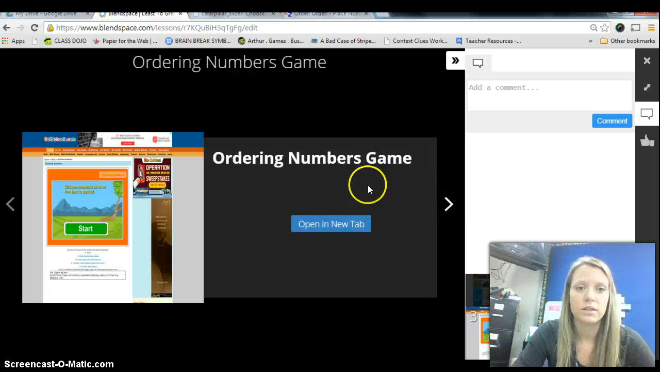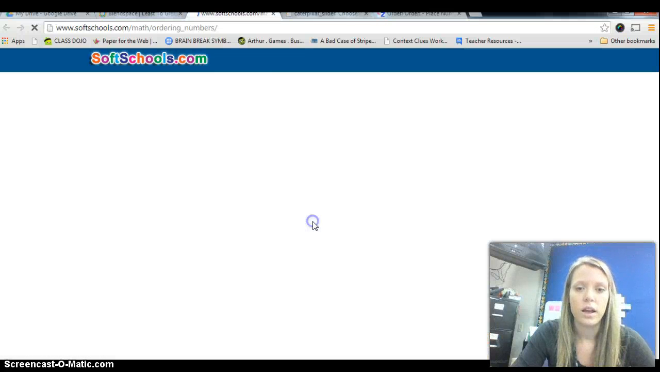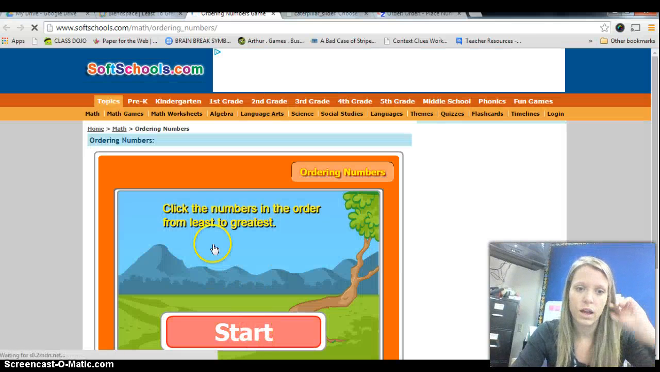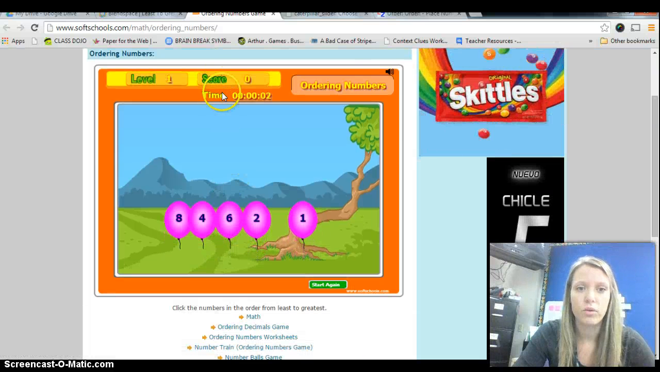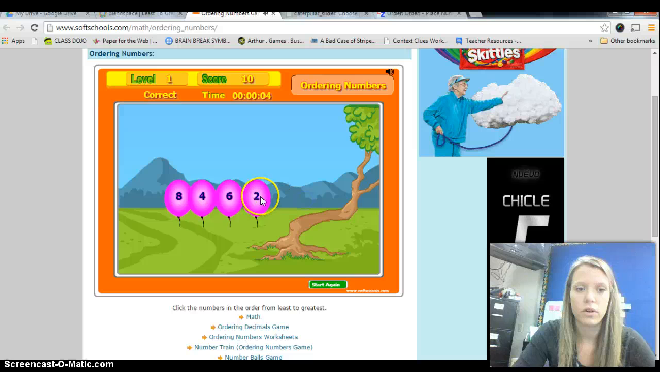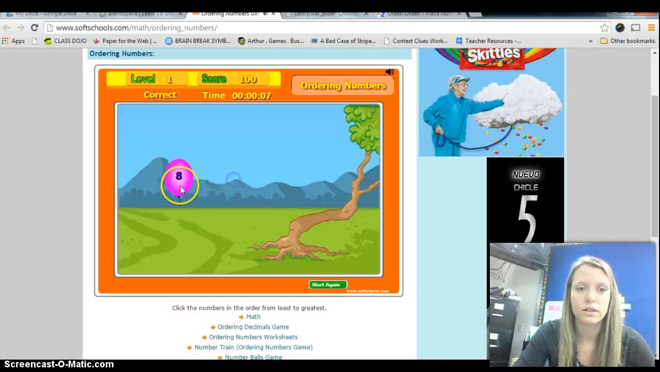To get to the next activity, you go to the top. And this one is a little bit easier, but it's timed, so you have to think very quickly. And it says click the numbers in order from least to greatest. So very quick because it's timed. 1 would be first, then 2, then 4, then 6, and 8.